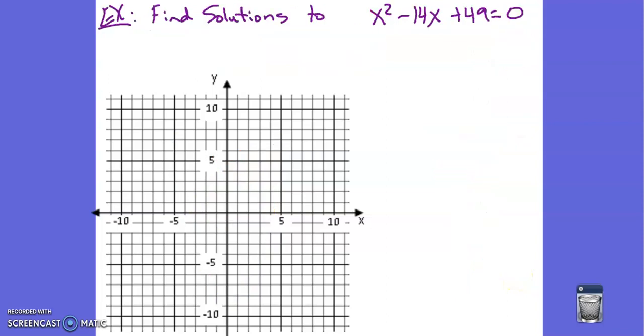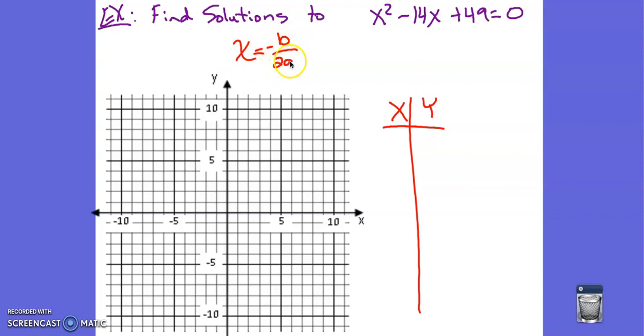Let's look at another one. Find the solutions to this. If we made an XY chart, with or without a calculator, remember to find the axis of symmetry, x equals negative b over 2a. Remember your a, b, c. A is 1, and b is negative 14, and that's your c. So it's positive 14 over 2 times a, or 2. So x equals 7. The axis of symmetry is at 7.